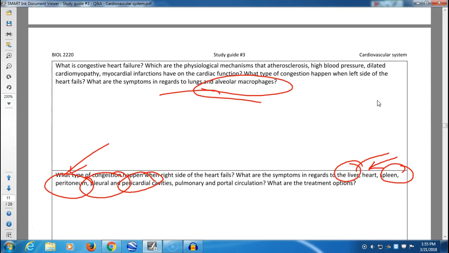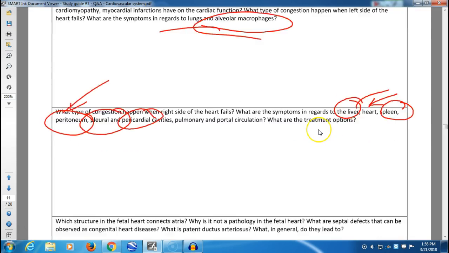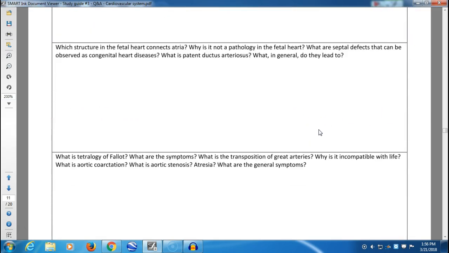Treatment options. Remove fluid, play with the contractility of the heart, ideally do the heart transplant. Atria are connected by the foramen ovale. Why is it not a pathology that atria are connected? Why? Fetus doesn't breathe with the lungs, right?